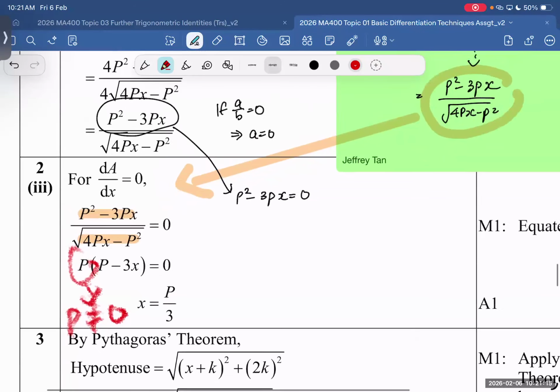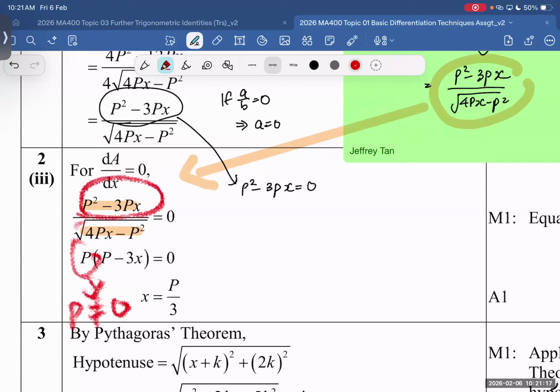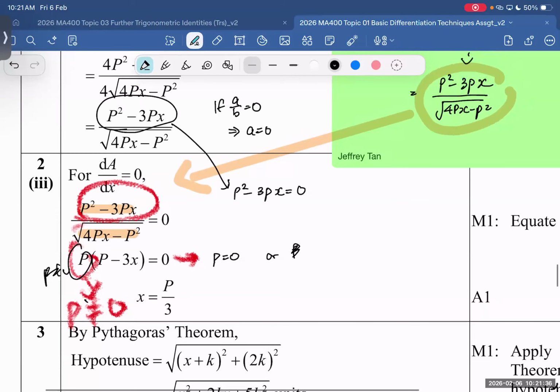So here you can see that p equals 0, or p equals something. Basically because p cannot be 0, you can see that I divided by p straight away. So I get x equals p over 3. That's my answer for part 3.